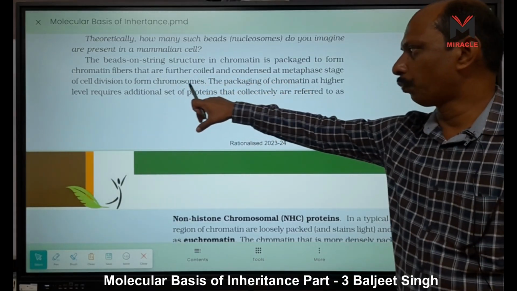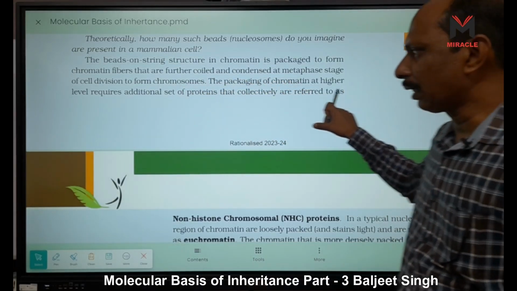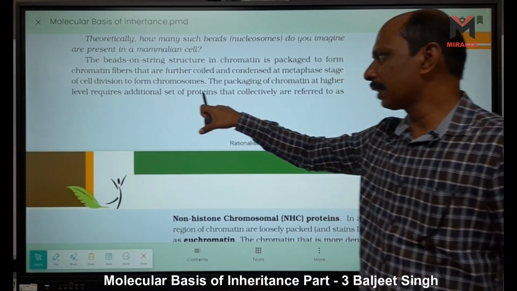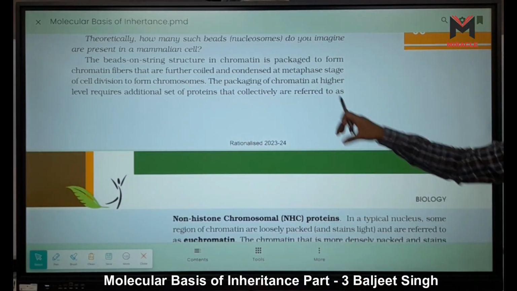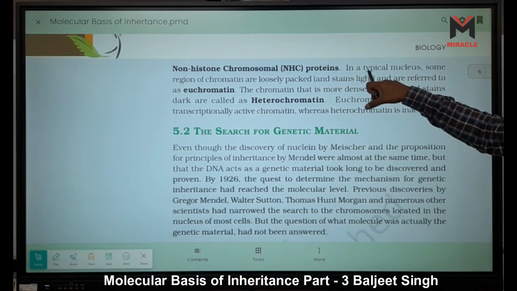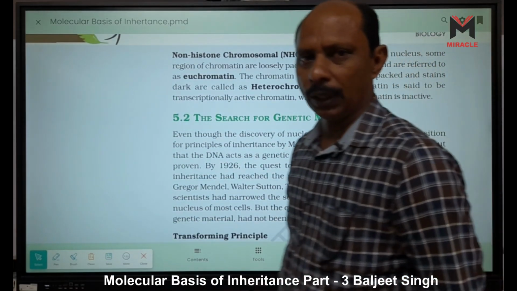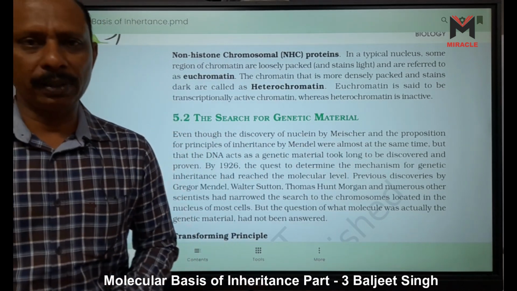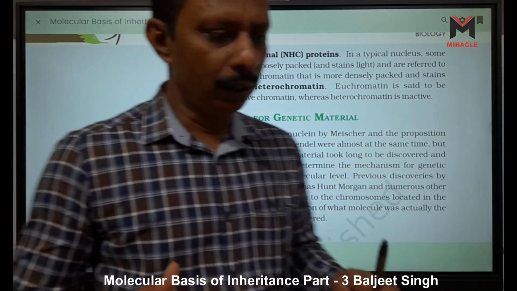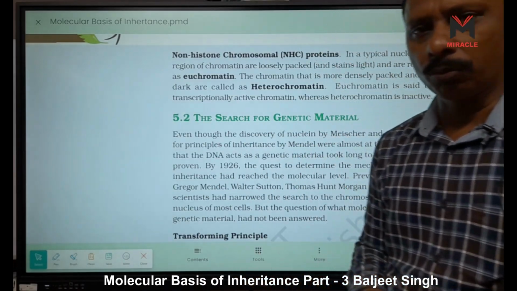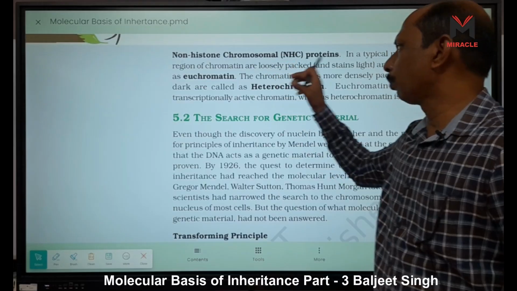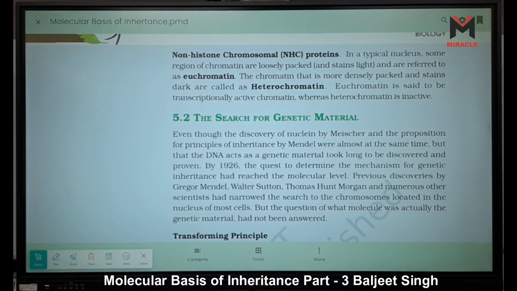Stage of cell death to form chromosomes. The packaging of chromatin at a higher level requires an additional set of proteins that are collectively referred to as non-histone chromosomal proteins, NHC proteins. They are not histone proteins, but other proteins which are responsible for the formation of nucleosomes, or we can say chromosomes, or the packaging of nucleotides. These are called non-histone chromosomal proteins.